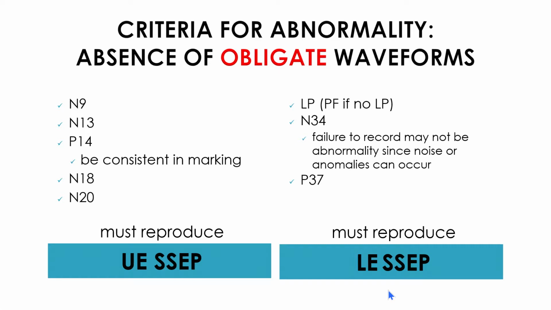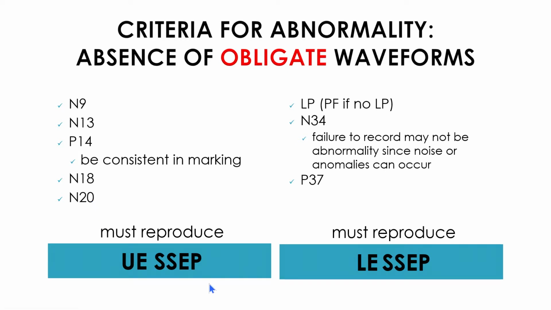Lastly, let's talk about criteria for alarm. When do we alarm the surgeons? First, we need to ensure that all the obligate waveforms are there. Obligate waves are waves that are just that. They're obligated to be there. In the upper SSEP, N9, N13, P14, N18, and N20 all must be there, all must reproduce.